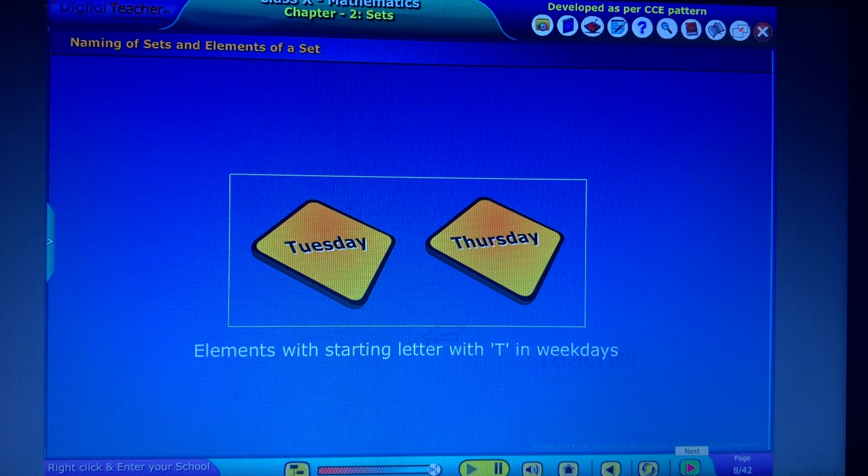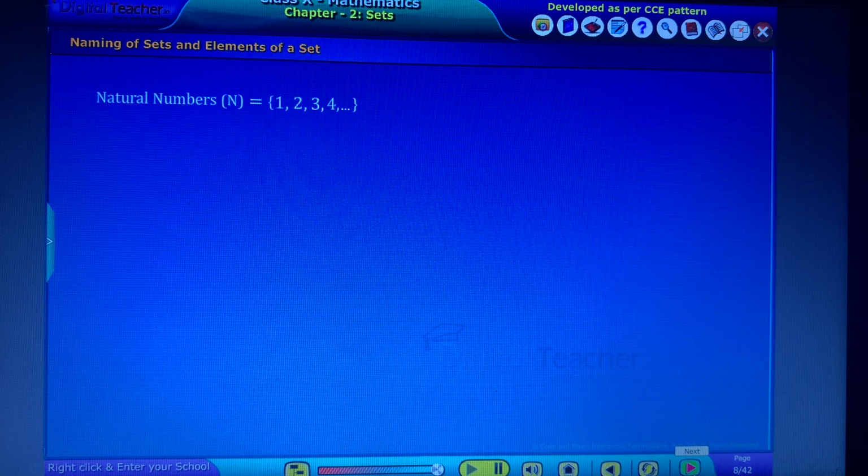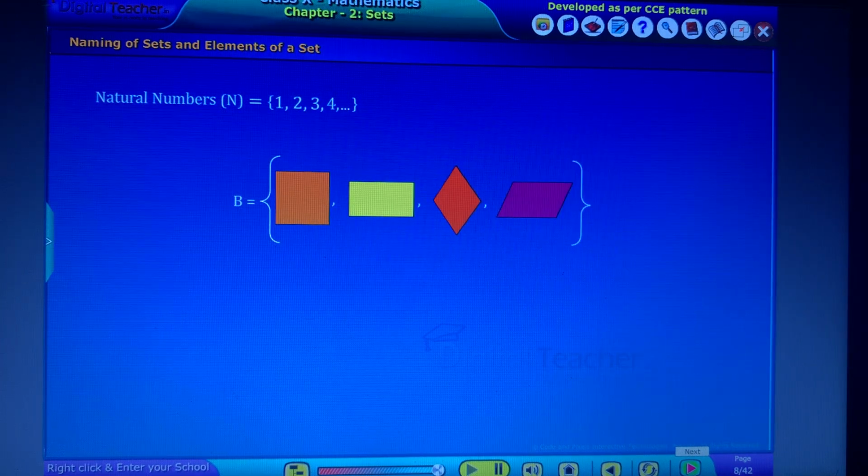We come across some sets of collections in mathematics also, like natural numbers, quadrilaterals in a plane, etc.